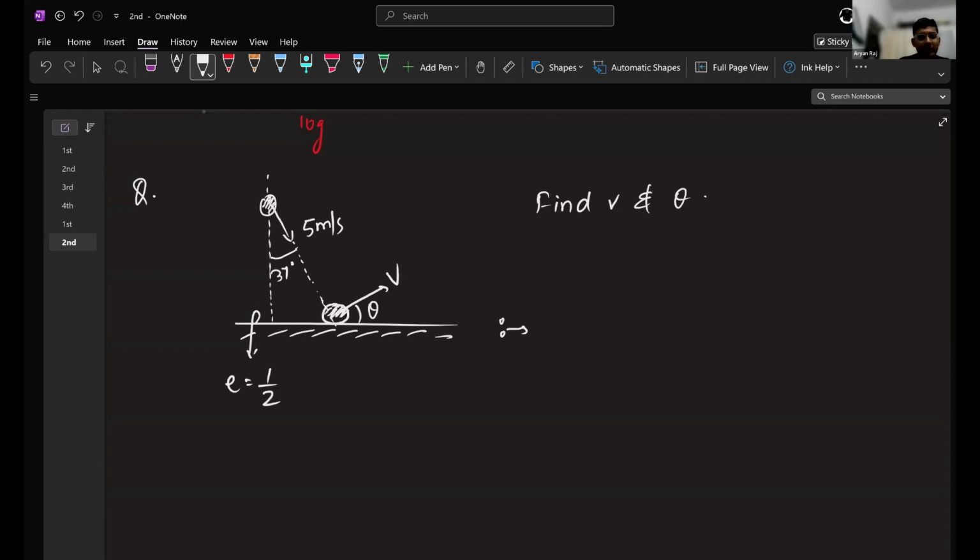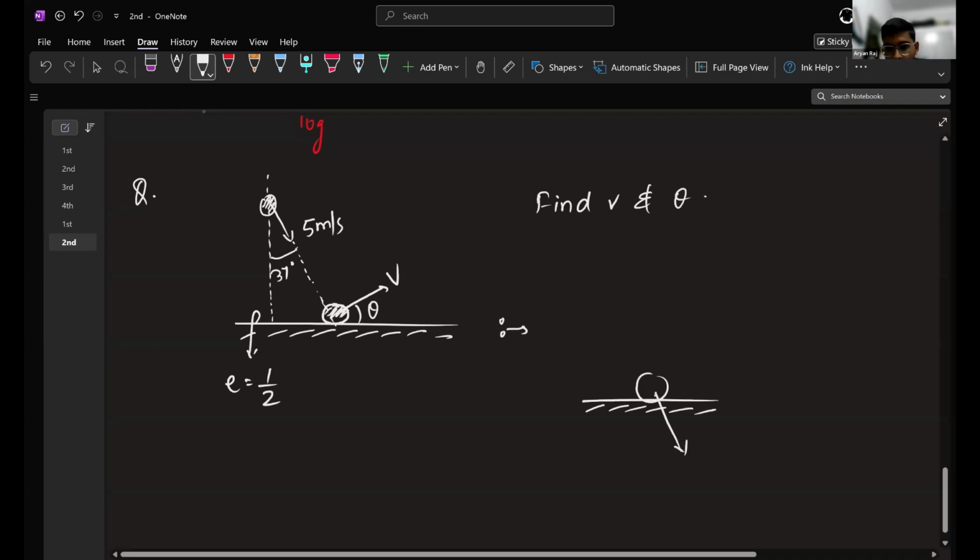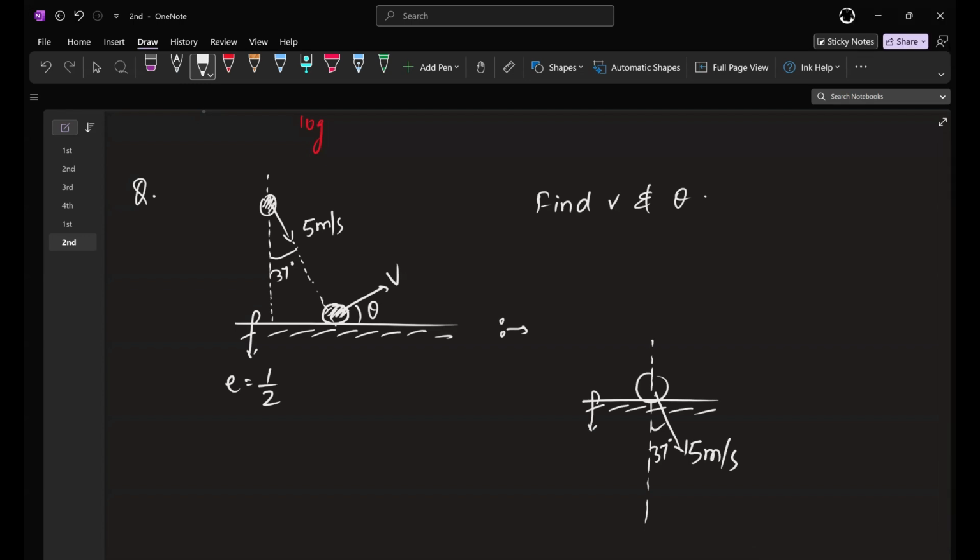So when the block is falling here, the initial velocity was 5 meters per second, like this, and this angle was 37 degrees. Am I right? And this is e half. Now when it jumps back, that is what we have to discuss in detail. What would be happening here?